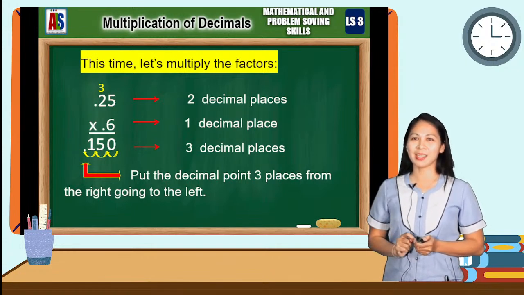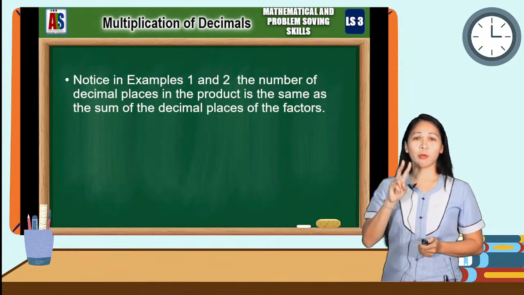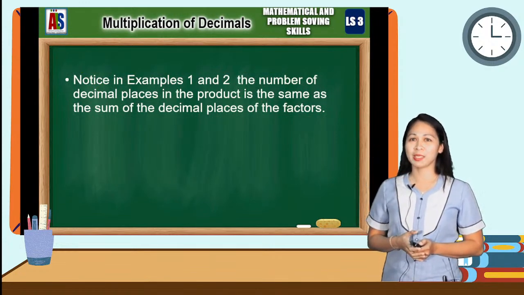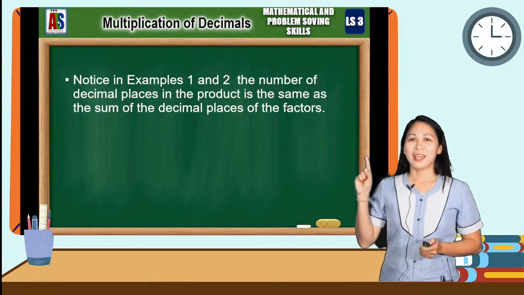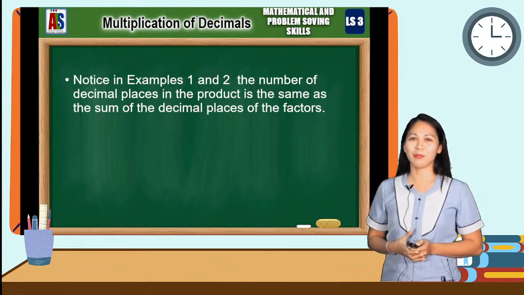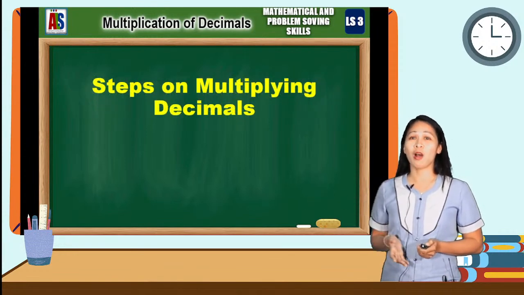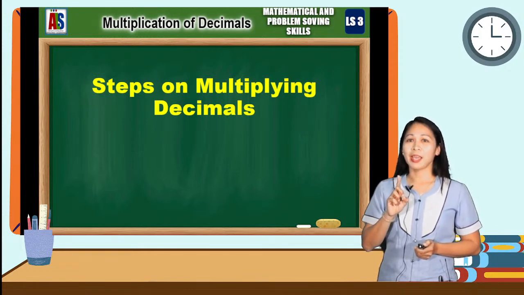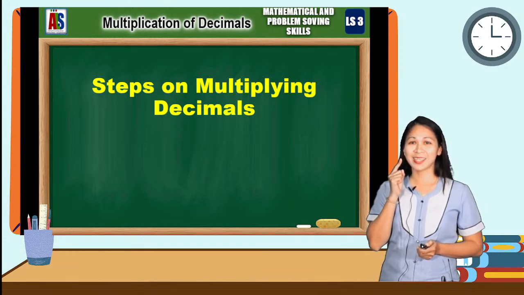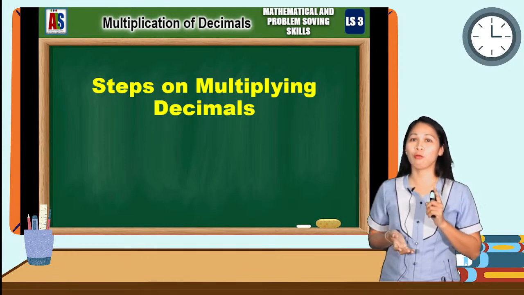Did you get the correct answer? That's great. So did you notice that in example 1 and 2, the number of decimal places in the product is the same as the sum of the decimal places of the factors? Yes, that's right. Now, when we multiply decimals, it is very important to follow the steps, just like following the health guidelines by IATF, to wear a mask and sanitize your hands. It is very important, so you have to follow.